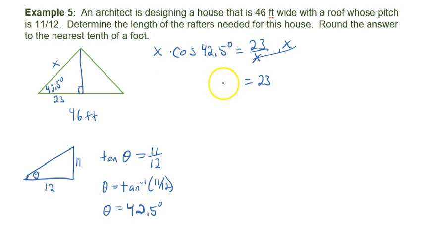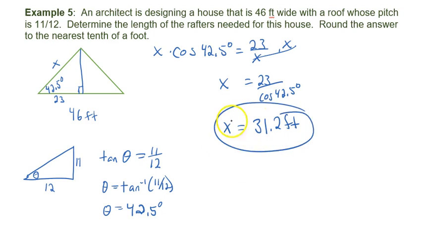And then I have to divide by the cosine to get that x by itself. So it'll be 23 divided by the cosine of 42.5. And my x ends up to be 31.2. Excuse me, I was getting ahead of myself there. 31.2 feet. And that is what they were asking for us to the 10th.